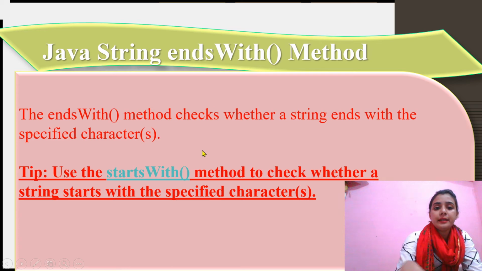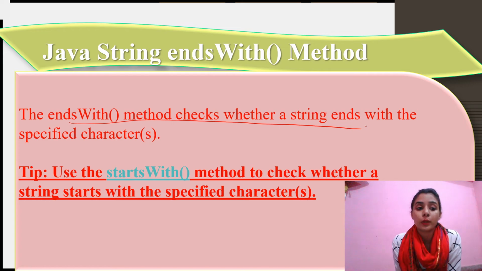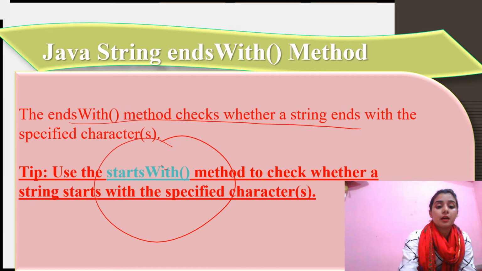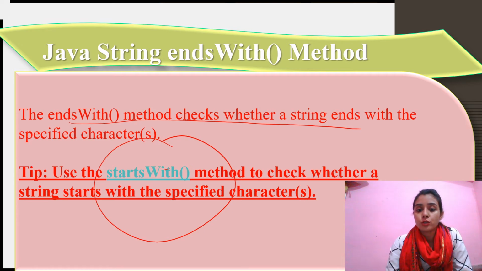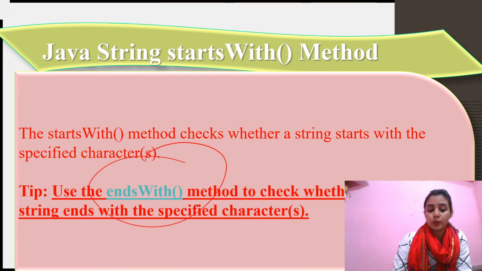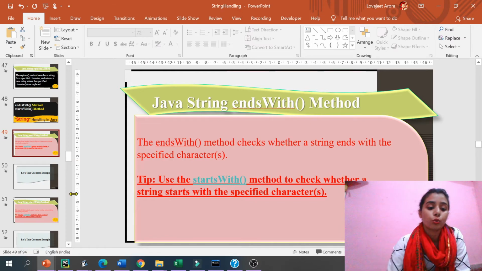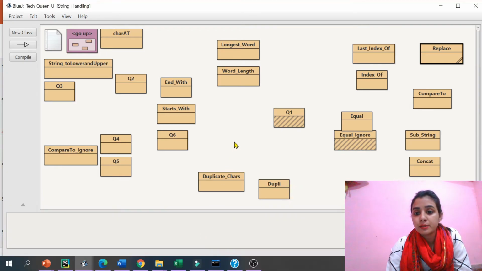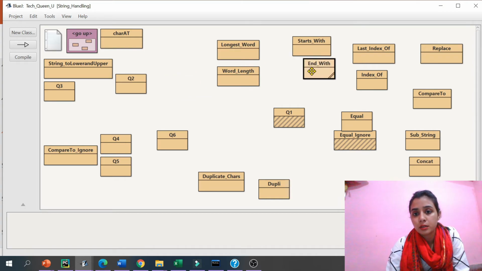So the endsWith method checks whether a string ends with the specified character or not. And its opposite is startsWith. With it we check whether a string starts with the specified character or not. So this one is startsWith, and this is endsWith. Let's do it practically, then you will get to know the exact use of both the functions.